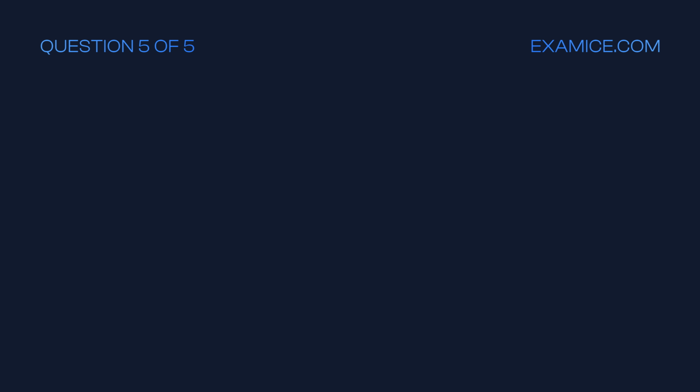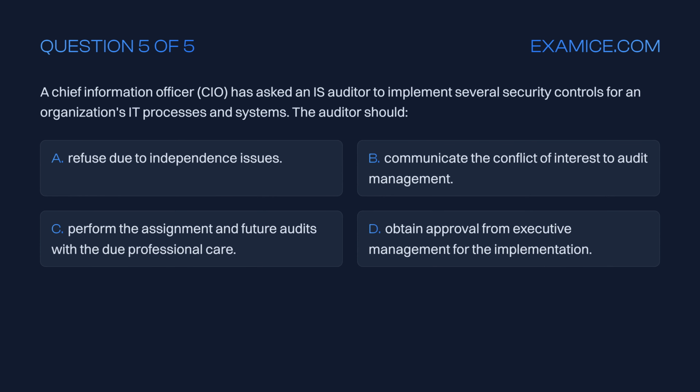Question 5. A Chief Information Officer has asked an IS auditor to implement several security controls for an organization's IT processes and systems. The auditor should: Option A, refuse due to independence issues. Option B, communicate the conflict of interest to audit management. Option C, perform the assignment and future audits with due professional care. Option D, obtain approval from executive management for the implementation.